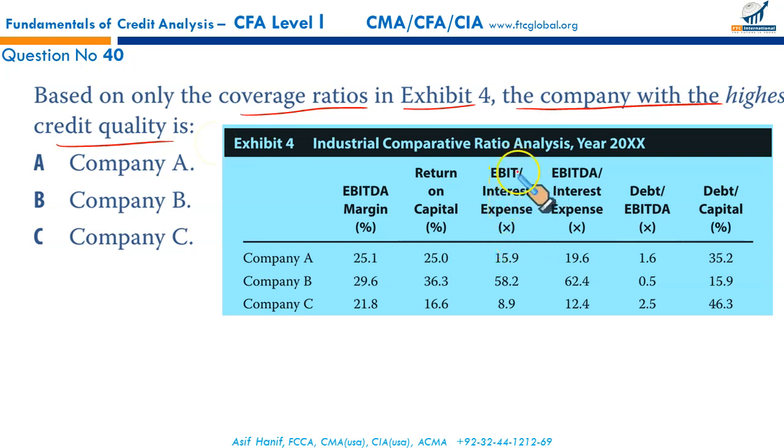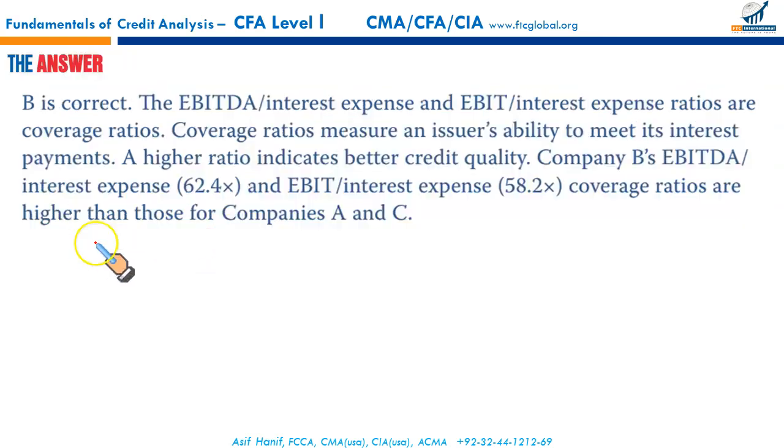Coverage ratio: EBIT as a multiple of interest, how many times can we pay interest out of the earnings before interest and tax? This is the highest for company B. How many times can we pay our interest out of the total earnings before interest, tax, depreciation and amortization? Highest for company B. So our coverage ratios point us to company B being the one with the highest credit quality. Hence B is your right answer.